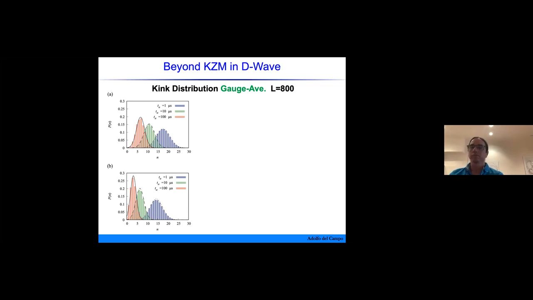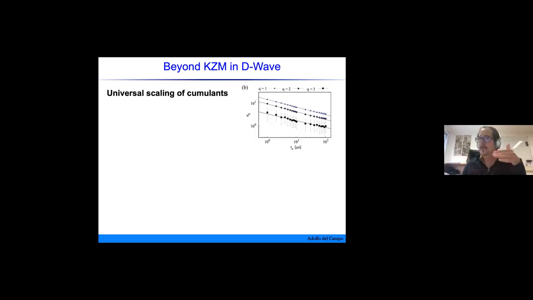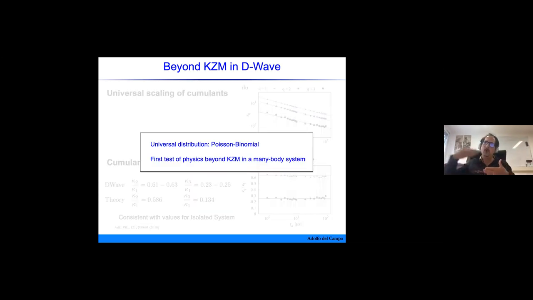So we can look at the full counting statistics, which goes beyond, and we saw before that it was well described by Gaussian fits, which match very well. We can look at the scaling of the cumulants due to the high statistics. We can see that they follow beautiful power laws, and the cumulant ratios are constant. The observed constant values are in agreement with the theory. So this is essentially also, I would say, the first test of physics beyond the Kibble-Zurek mechanism in any many-body system, whether classical or quantum. So I guess this is the second main point of the talk.